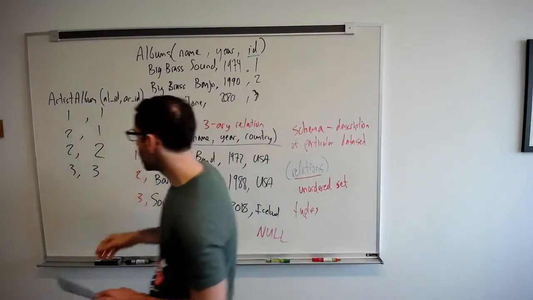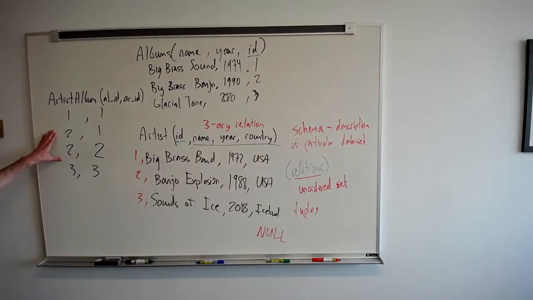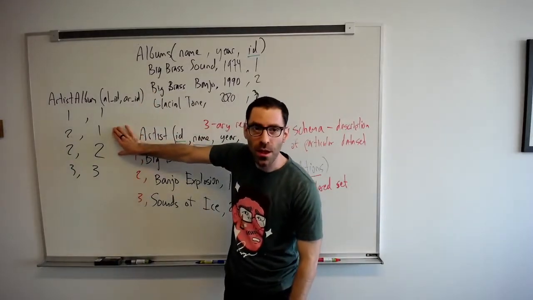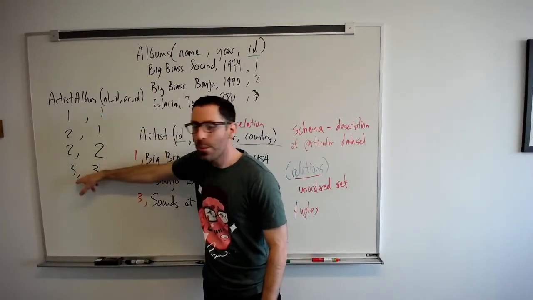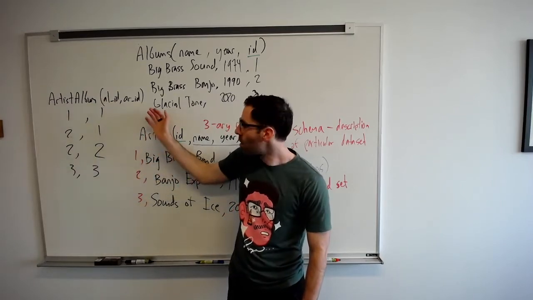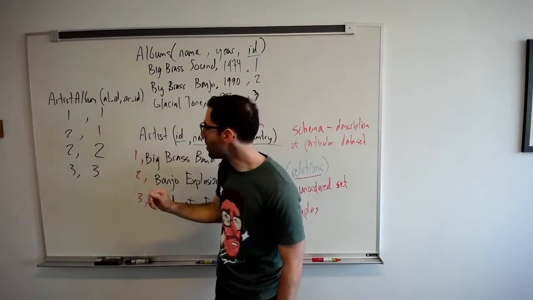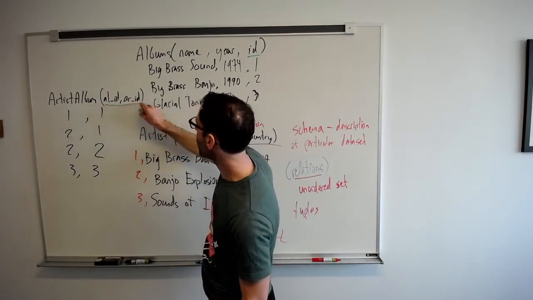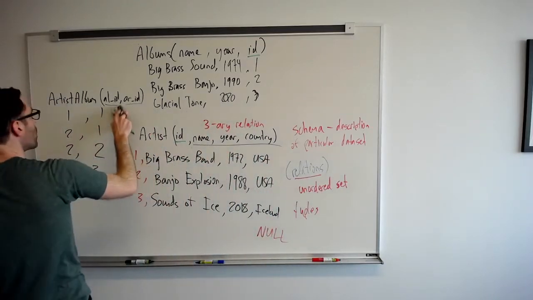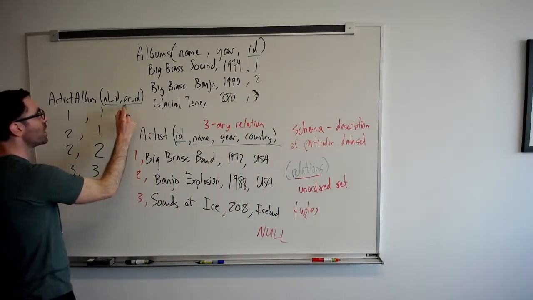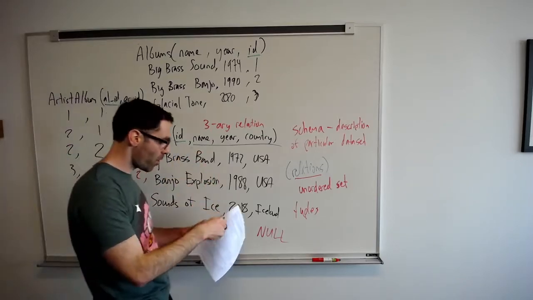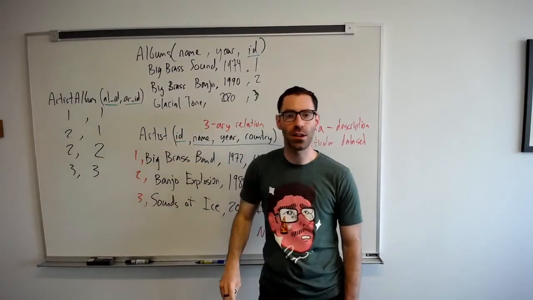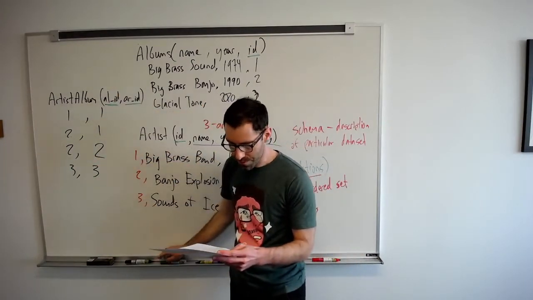Well, we can see just by looking at them that our album ID and our artist ID are not unique, either of these attributes. And so we're actually going to have a compound primary key, where both the album ID and the artist ID together form the primary key. And so any pair of these will uniquely identify a tuple in this relation.